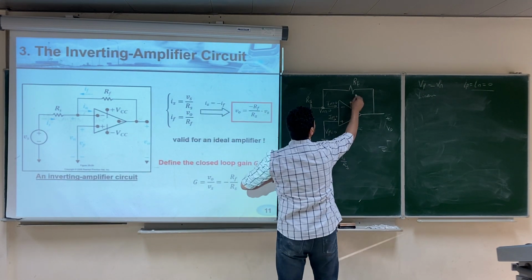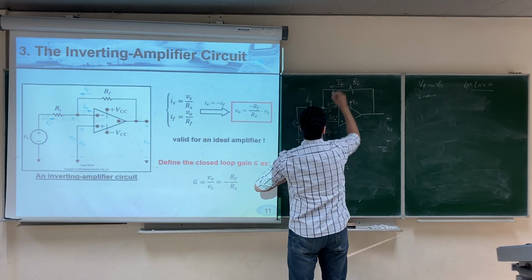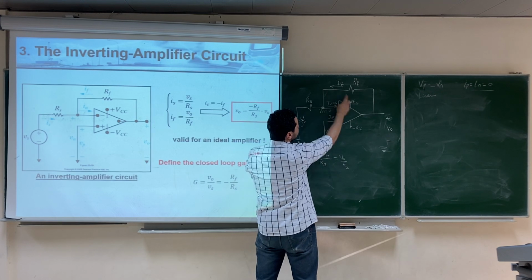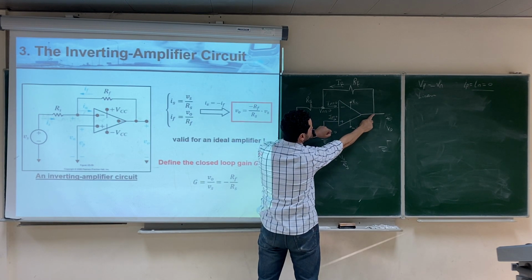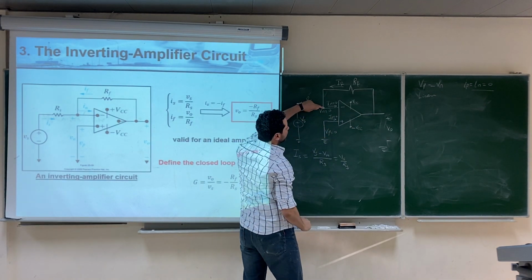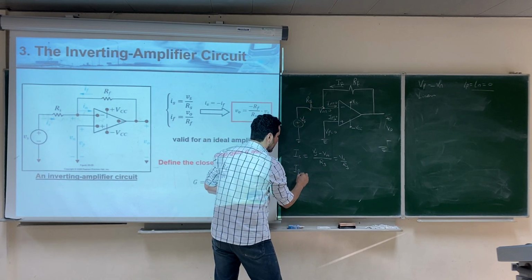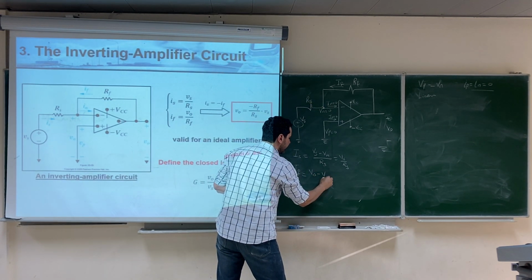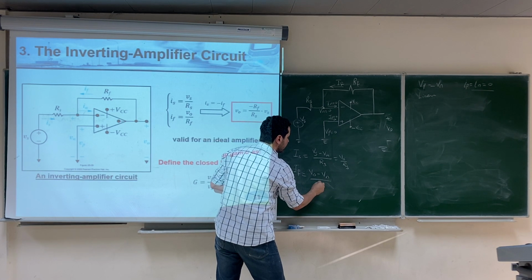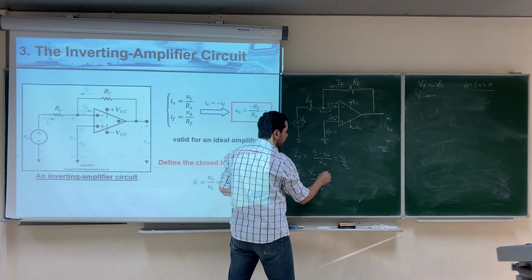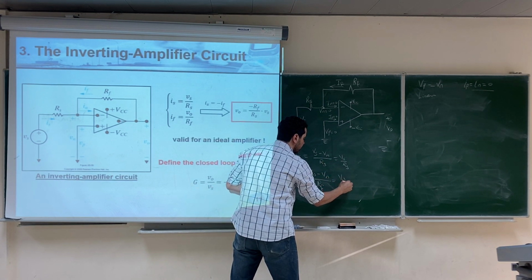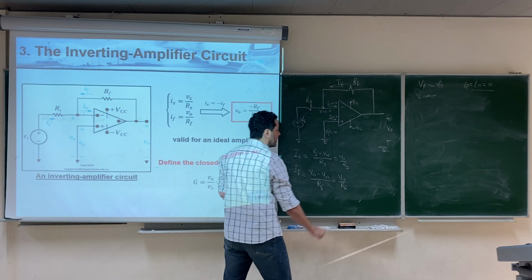What about If, the current in the feedback resistor? The current in the feedback resistor equals the voltage of this point, which is V output, minus the voltage of this point, which is Vn, over Rf, right? And Vn is 0, so it is equal to V out over Rf.